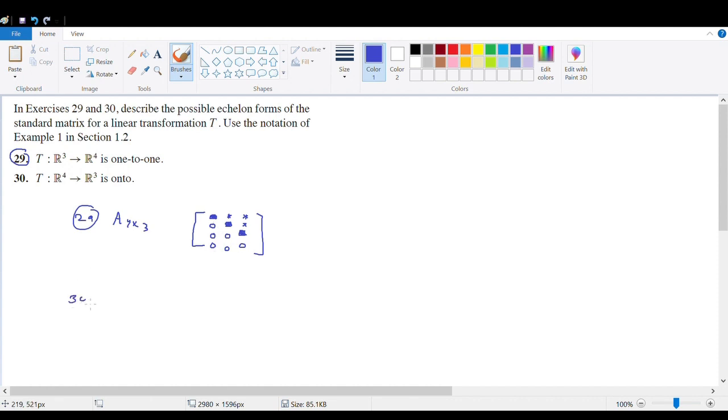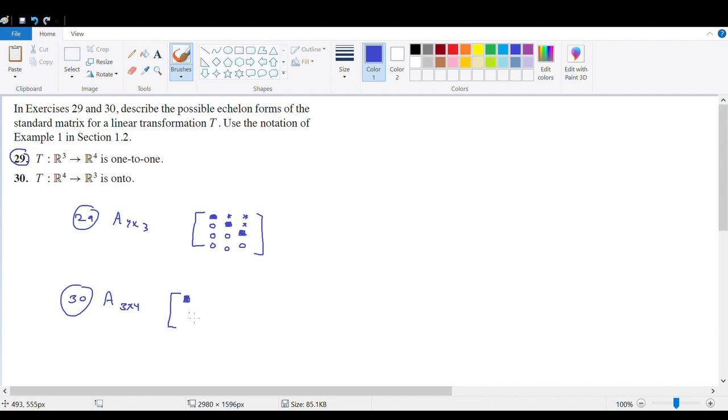So now for 30, we have T from R4 to R3 and we need it to be onto. So our A will be 3 by 4, and since we said it is onto, we need a pivot in every row and the columns span Rn. So we may have this form.